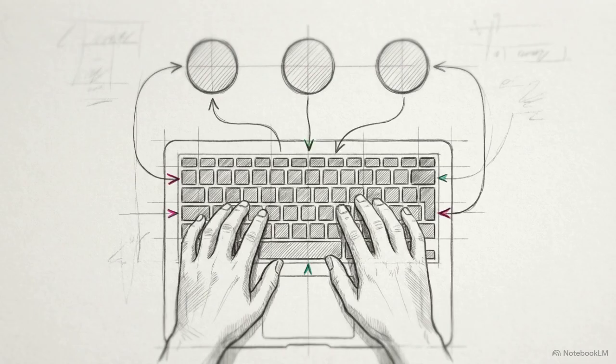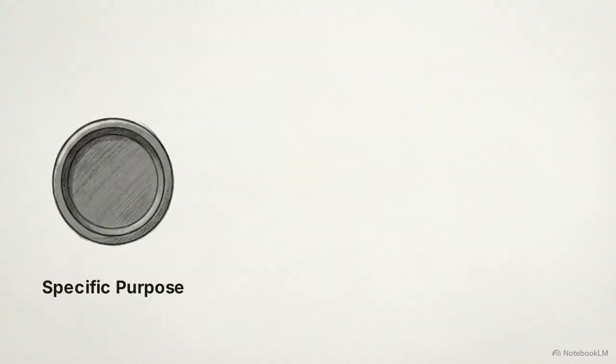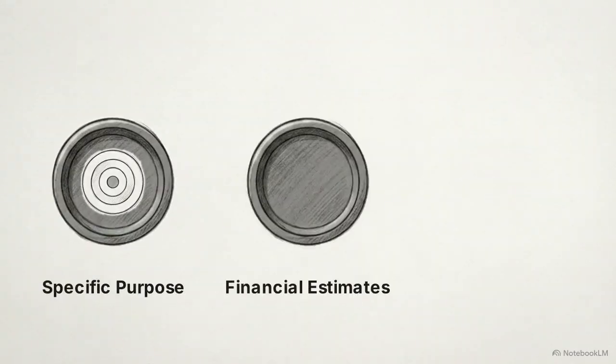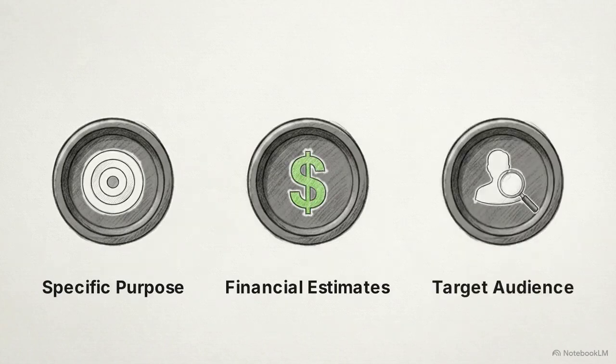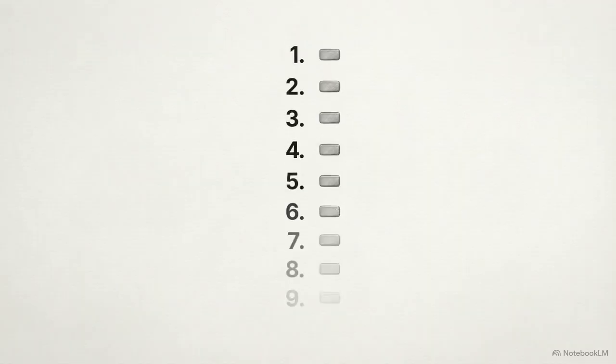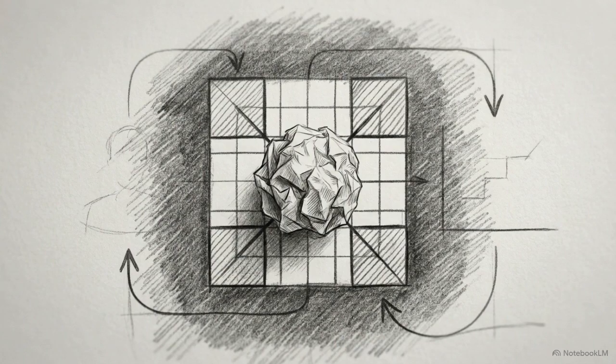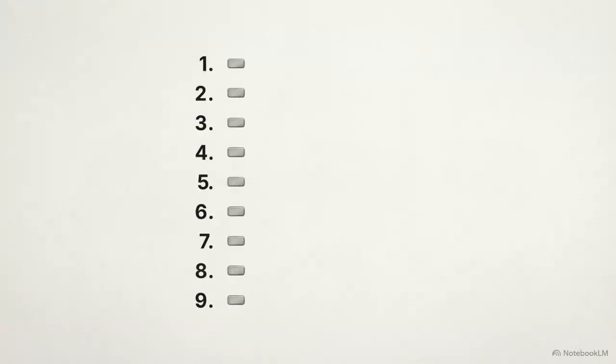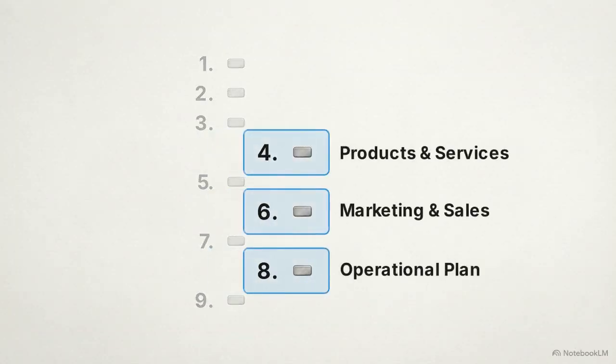Before you type a single word, you must define 3 prerequisites: the specific purpose of the document, rough estimates of your finances, and your exact target audience. Tailoring your language to your specific reader prevents you from losing investors in technical jargon. The core strategy here is that we will not write the document from front to back. Starting on page 1 is a recipe for writer's block. Instead, we will tackle specific milestones out of order to build momentum.